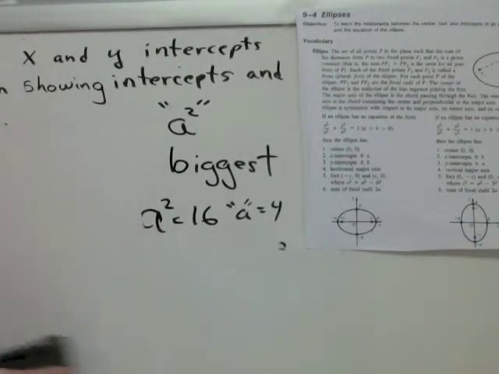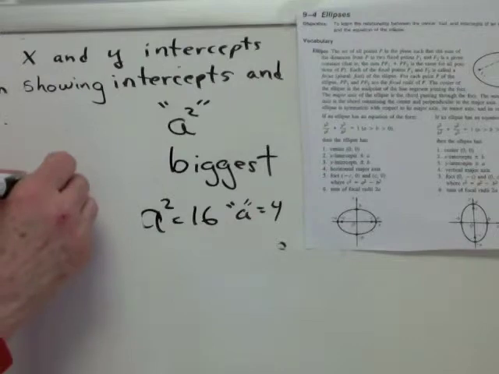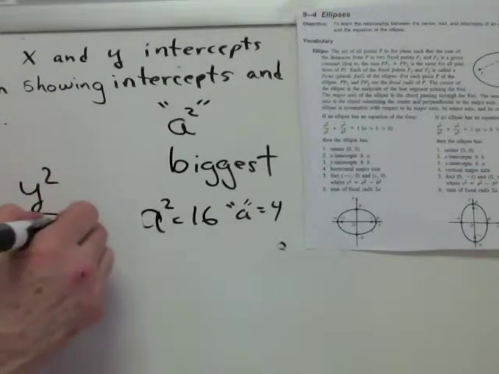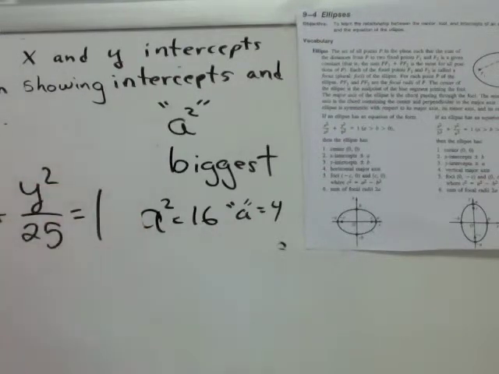All right? So that one was largest around the x-axis. Let's try another one. How about this one? X squared over 9 plus y squared over 25 equals 1. This one's going to be larger around the y-axis.